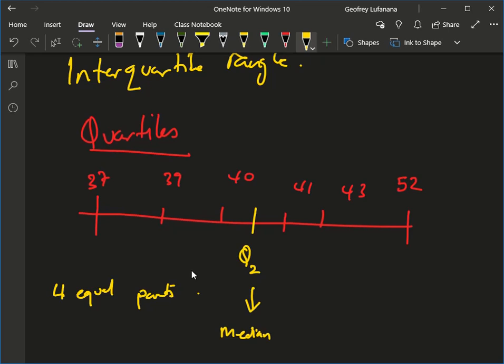Then the lower quartile divides the first half, which is the lower part of the median, into 2 parts. I would call this Q1. And then the other quartile divides the upper part of the median into two parts, and I'll call that Q3. Hence, having your data divided into 4 equal parts.